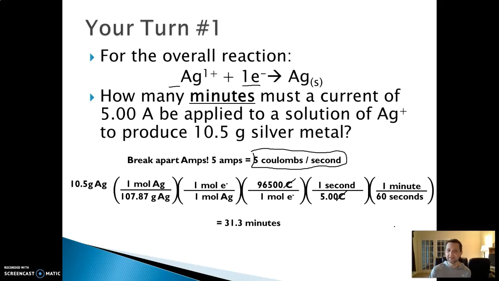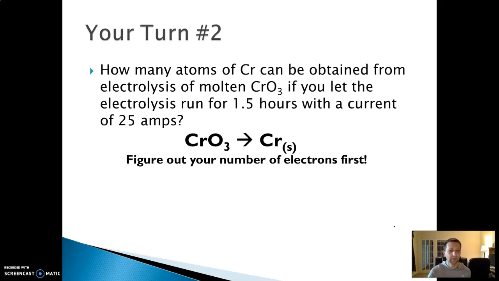If I want to run it for less time, I would have to increase my current, right? Okay, last example of the lesson here. You guys give this one a try, and then we will see how we did, and we'll go over it. You have to figure out your number of electrons first.